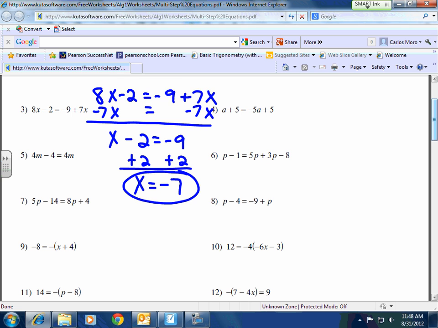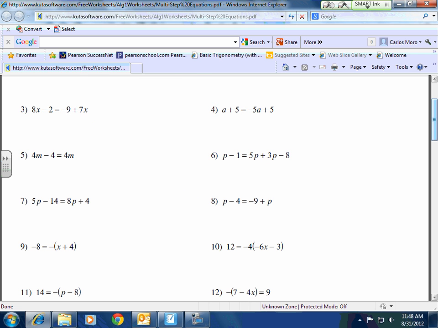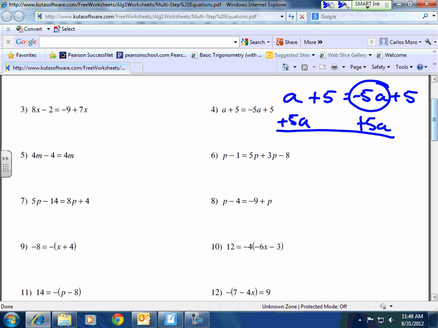All right. Next, I've got a plus 5 equals negative 5a plus 5. Distributive property, none. Combine like terms on both sides. There are no like terms to combine. Get the a's all together on one side. Okay, that we can do. I'm going to keep the a's positive, so I'm going to get rid of this negative 5a by adding 5a to both sides. Remember, whatever you do to one side, you must do to the other side. a plus 5a is 6a plus 5 equals 5.